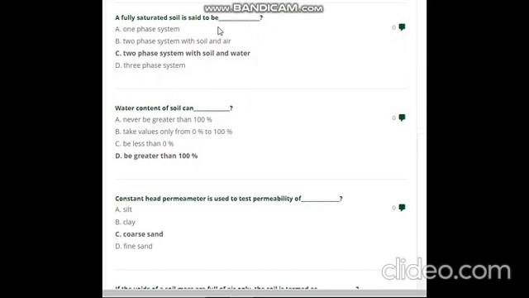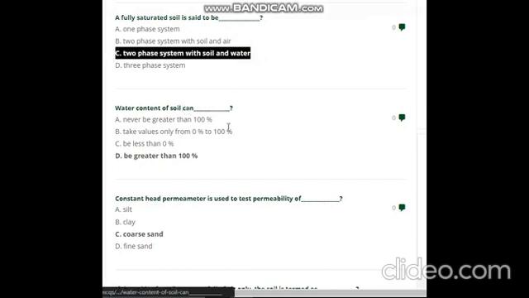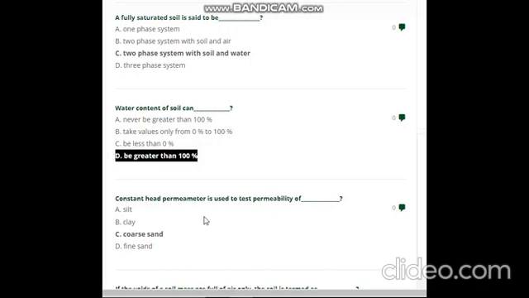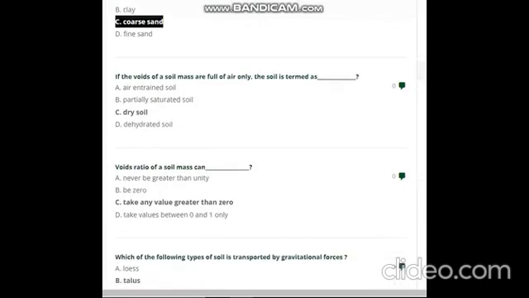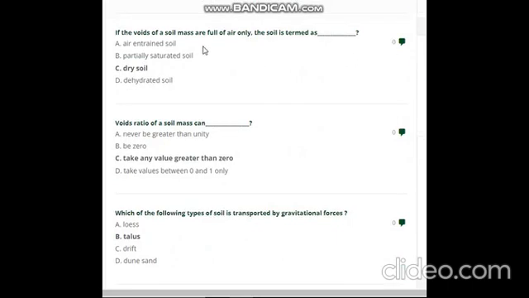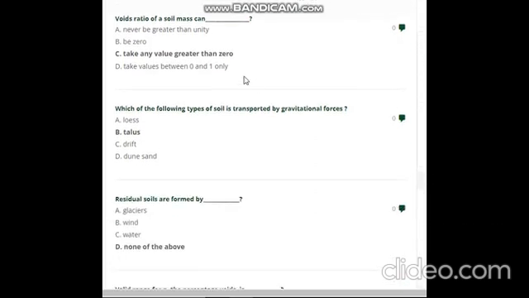A fully saturated soil is said to be a two-phase system with soil and water. Water content of soil can be greater than 100%. Constant head permeameter is used to test permeability of porous sand. This is an important MCQ. If the voids of soil mass are full of air only, the soil is termed as dry soil. The void ratio of soil mass can take any value greater than 0.